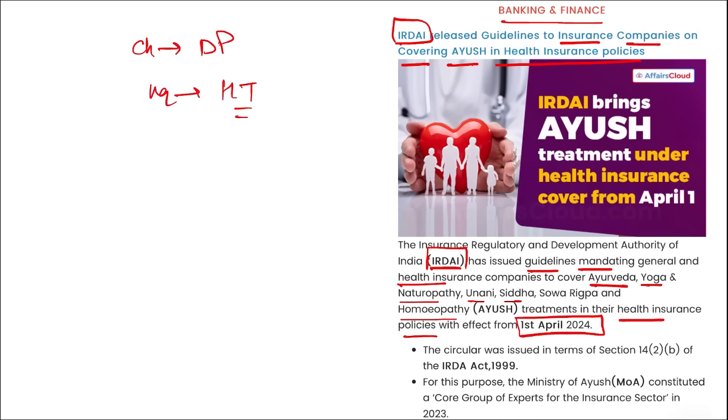Right? So in simple terms, remember, health insurance will have to now cover the Ayush related products, that is Ayurveda, Yoga, Naturopathy, Unani, Siddha under health insurance. And for this purpose, Ministry of Ayush constituted a core group of experts for the insurance sectors in 2023.